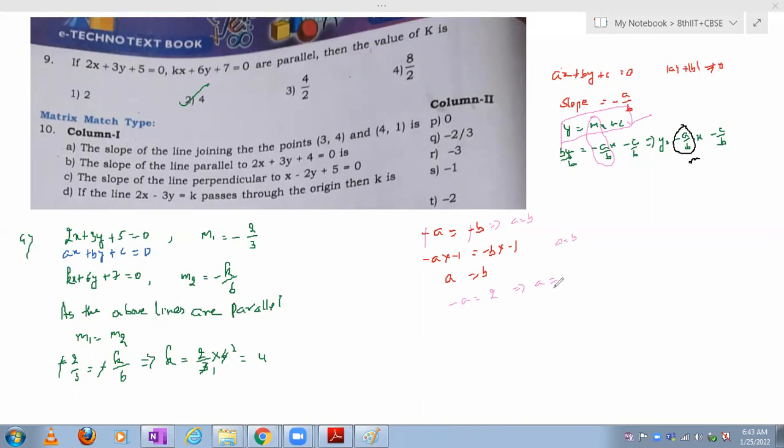Sir, A is equal to what? Minus 2. Minus is transpose. Minus 2, yes, sir. Right? So for that, no need to worry. It means you need to practice only.